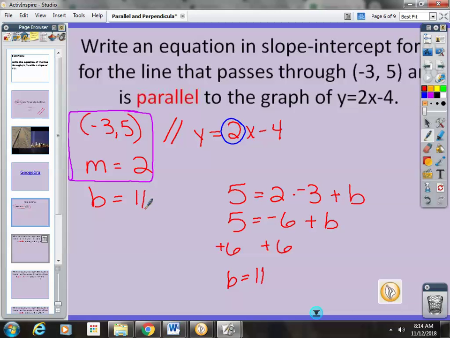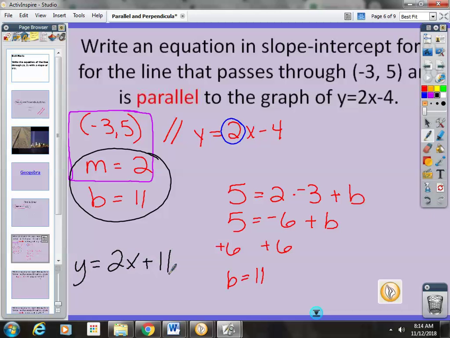So now that I have my y-intercept, I want to write an equation using my slope and my y-intercept. So y equals 2x plus 11.